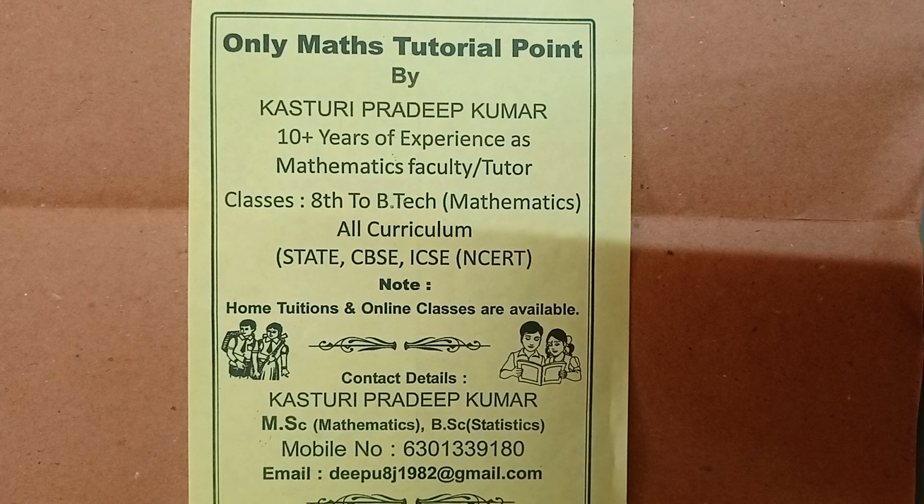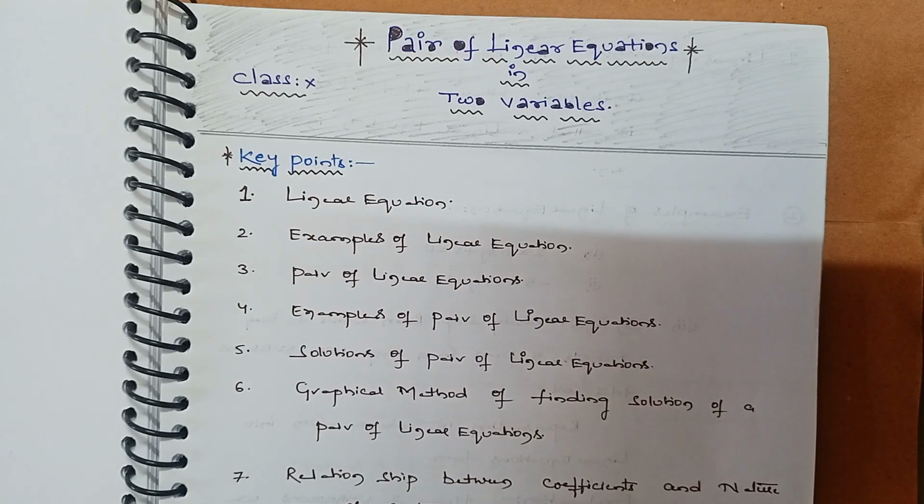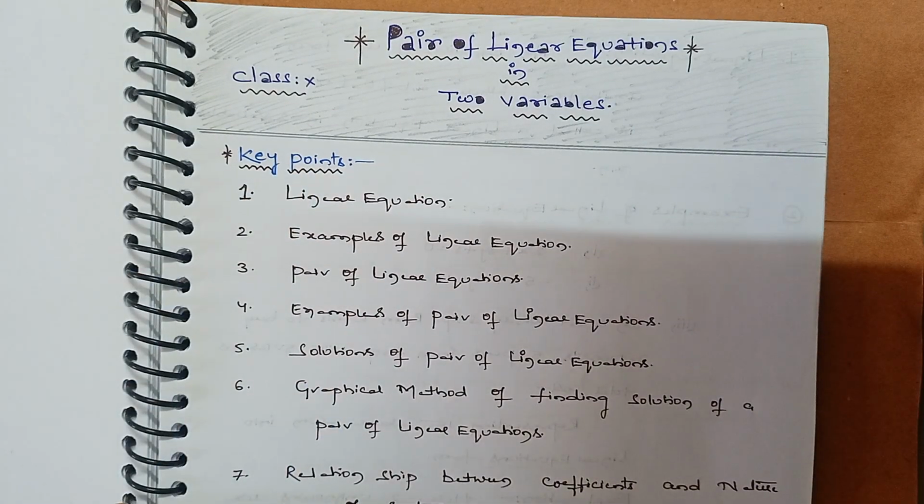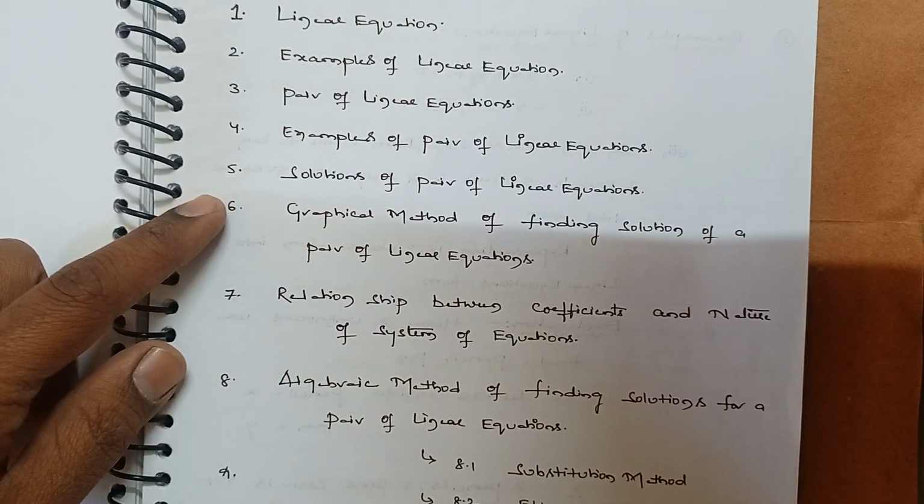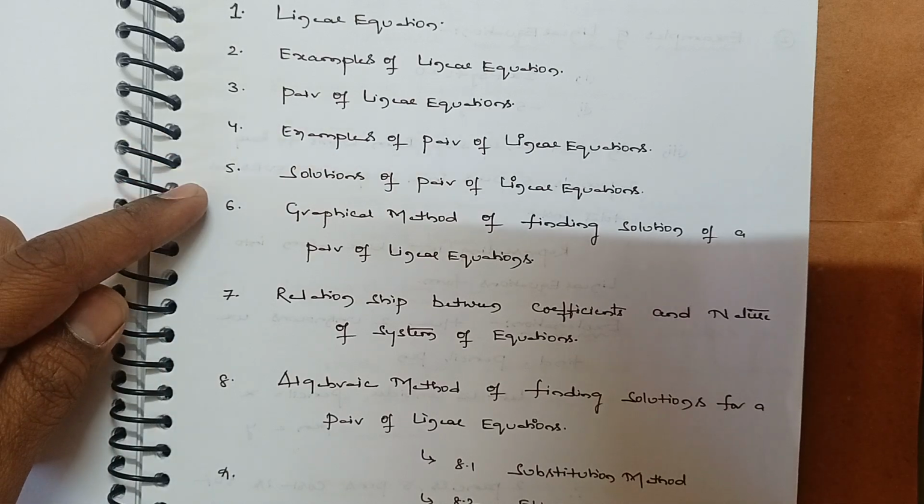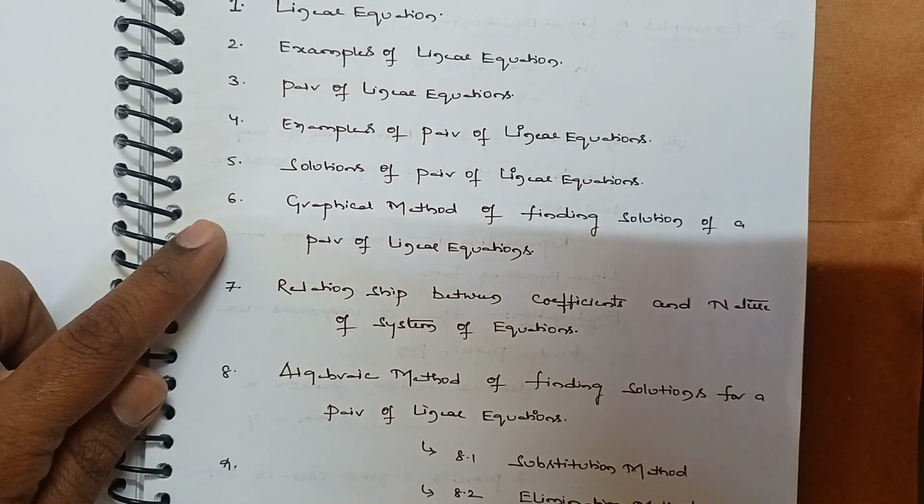Today in this video we are going to continue the key points of the chapter Pair of Linear Equations in Two Variables of class 10. Let's start. See students, chapter Pair of Linear Equations in Two Variables of class 10. In the previous video we covered up to solutions of a pair of linear equations, right? Points 1 to 5. Now today we are going to discuss the sixth point.